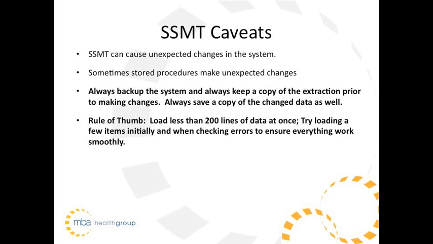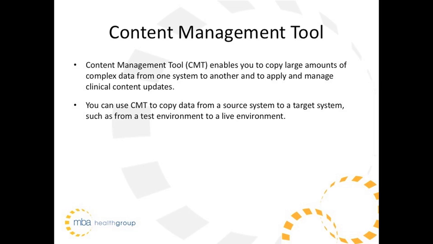Sometimes SSMT makes unexpected changes to the system. These are often due to the tool's stored procedures. Therefore, always back up the system and keep a copy of the extraction prior to making any changes. And again, save a copy of the changes that you have made as well. A good rule of thumb is to load less than 200 lines of data at once. Try loading a few items initially when checking errors to ensure that everything is working smoothly.